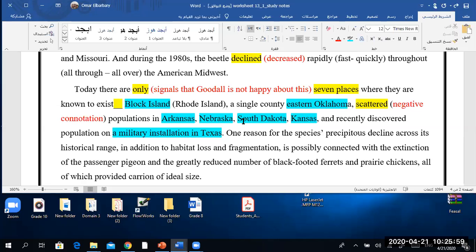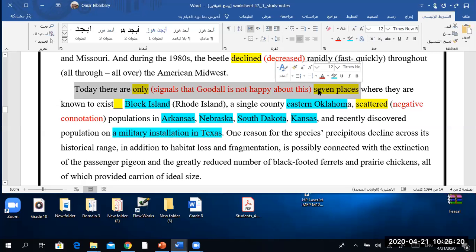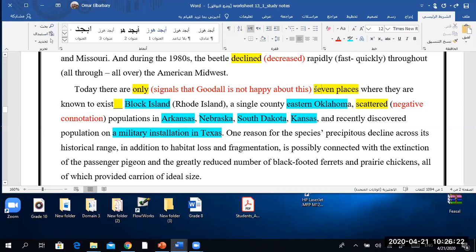Wow, very good. Can you count them for us, Muhammad Al-Rafa? Yes, it's 1, 2, 3, 4, 5, 6, and 7. Here 7. And what did she tell us here at the beginning of the paragraph? There are only 7 places where they are known to exist. Wow, I love you, man. So I'm going to highlight this. Now, do you understand, Muhammad Al-Muhsin, what are these places? Why is she mentioning these places?